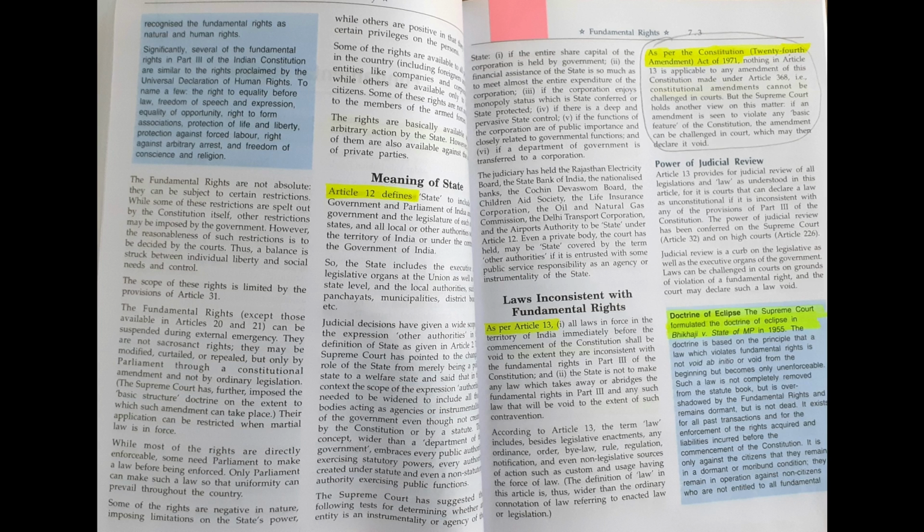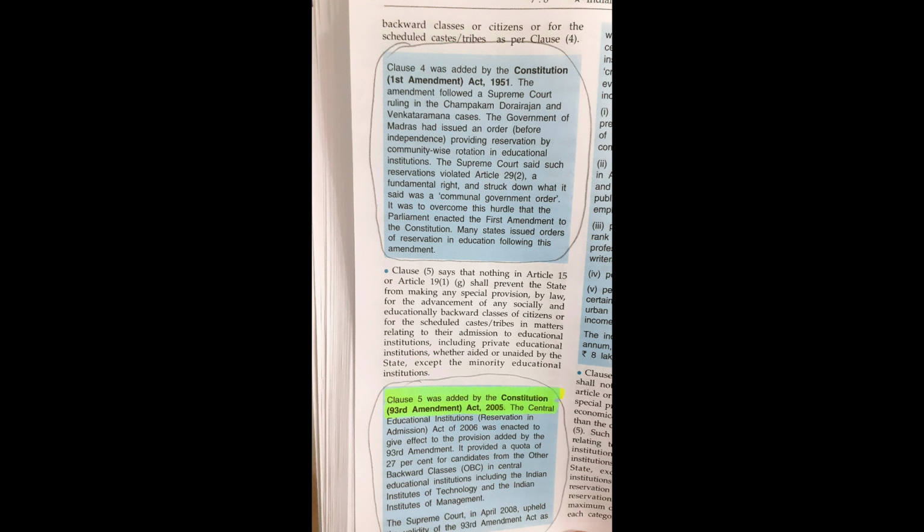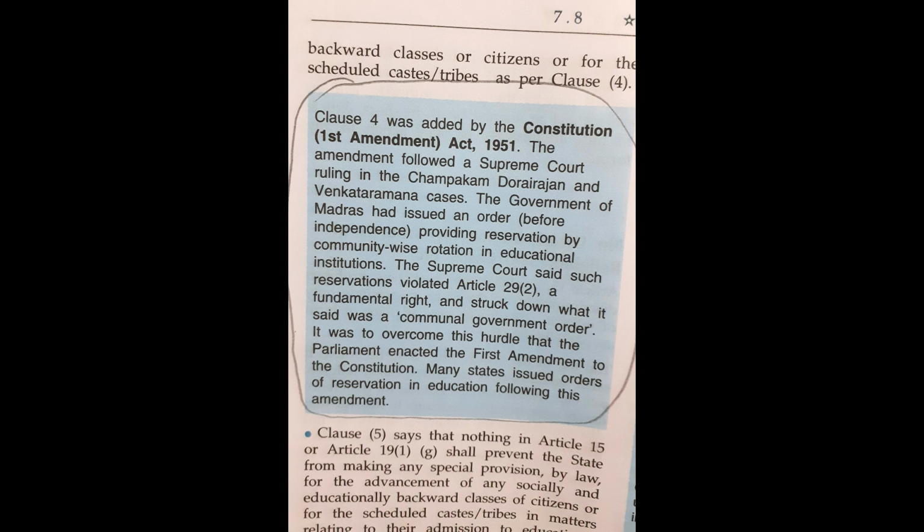Changes made by various amendments and critical comments on the provisions are included in context to widen the reader's perspective. This is evident in the chapter on fundamental rights.